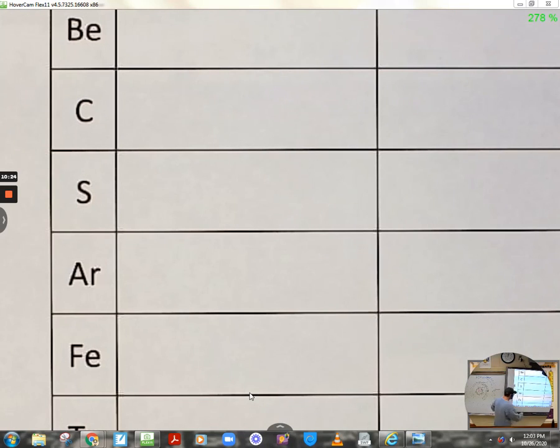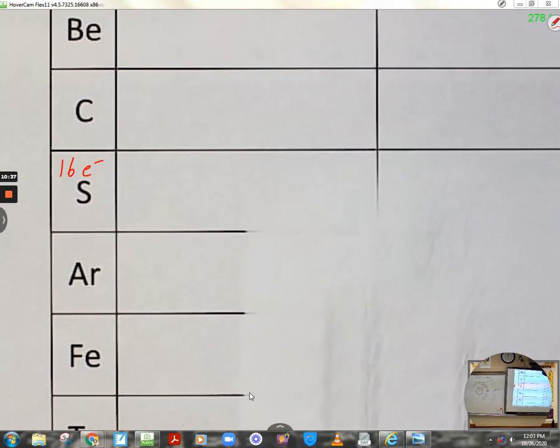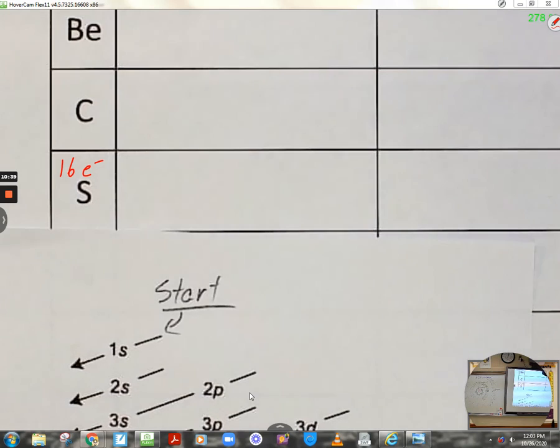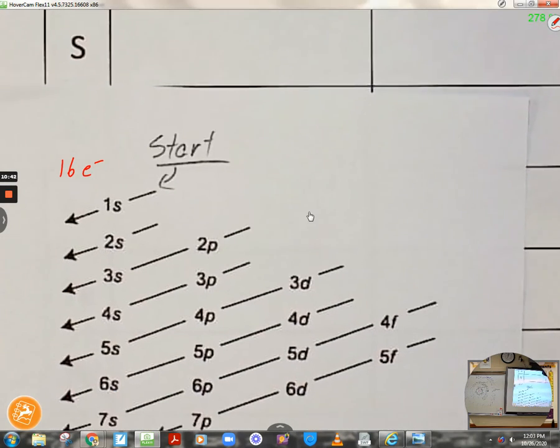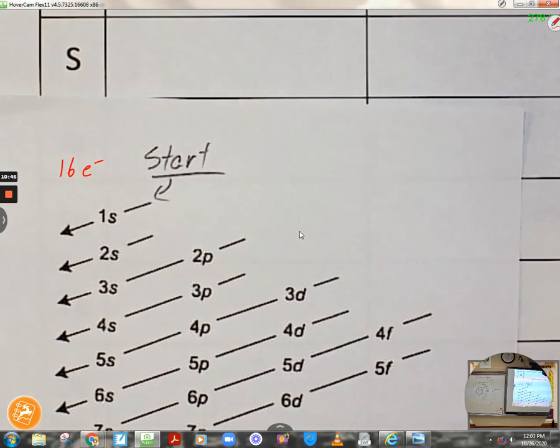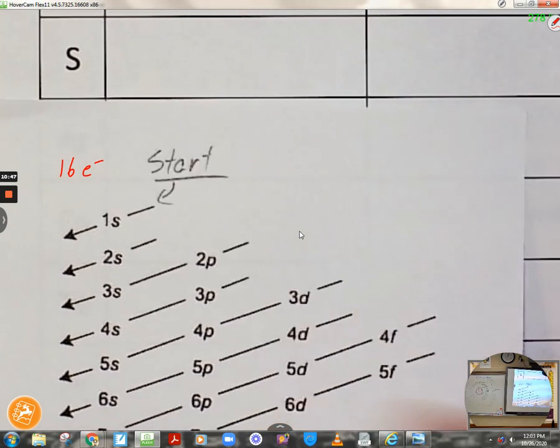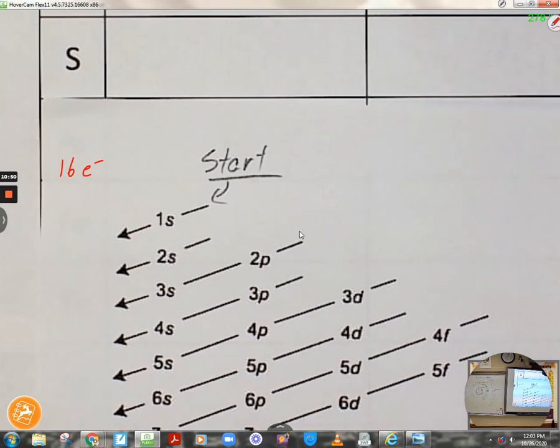So, like I said, getting back over to our orbital diagram. We decided that sulfur has a total of 16 electrons we need to find homes for, right? So what we're going to do is follow this arrow diagram right here, and figure out what order we're going to fill these in. We can do this with the arrow diagram, or we can do this just with the periodic table. But the first thing we're going to do is start where it says start. The first one we come to is 1s, right?